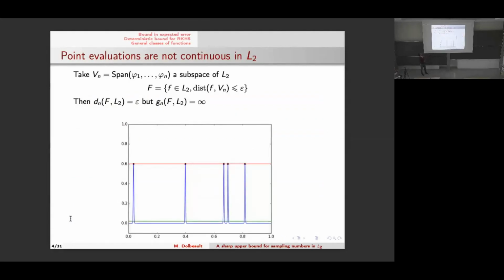Okay, let's say a simple, stupid example showing that I cannot just bound Gn by Dn. Here, if I take f, for instance, a space of constant functions plus some L2 error, then point evaluations are not continuous. So my f of xi could be anything, and then the approximation will be anything which has nothing to do with f. Okay, so I need some assumptions on f, or I'm in trouble.